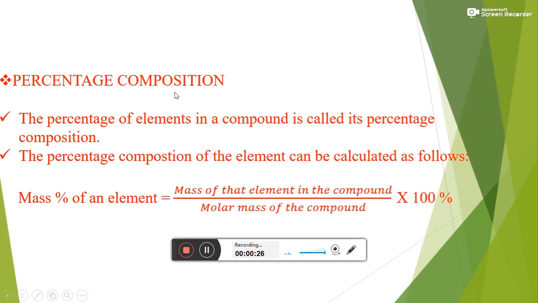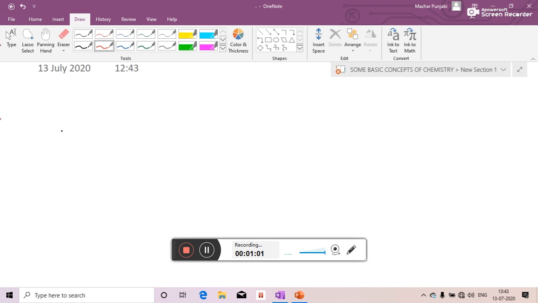Percentage composition. The percentage of elements in a compound is called its percentage composition. The percentage composition of the element can be calculated as follows. Mass percentage of an element equals the mass of that element in the compound divided by the molar mass of the compound, into 100%. Let us take some examples to understand this.